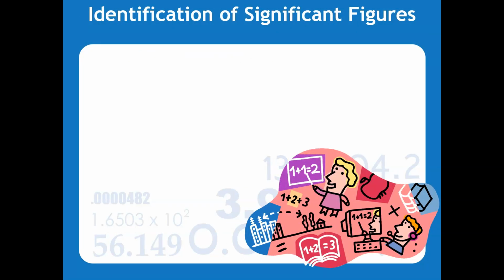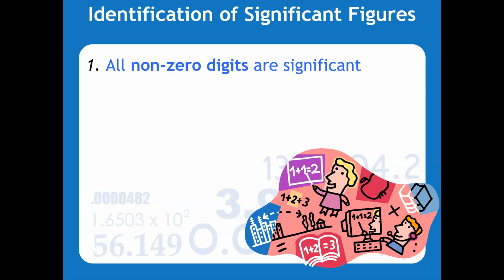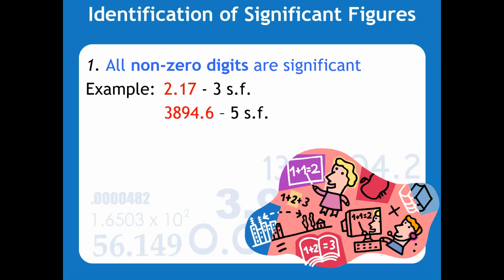So here's how we identify significant figures. There's a bunch of rules. The first one's pretty easy. All non-zero digits are significant. So in the number 2.17, there are 3 significant figures. In the number 3,894.6, there are 5 significant figures.